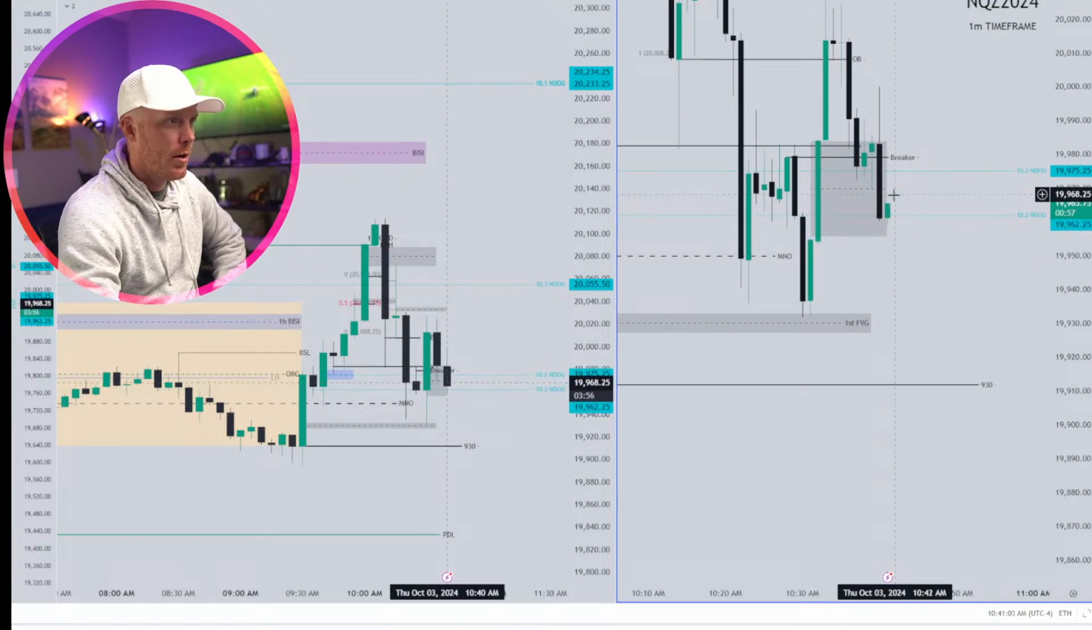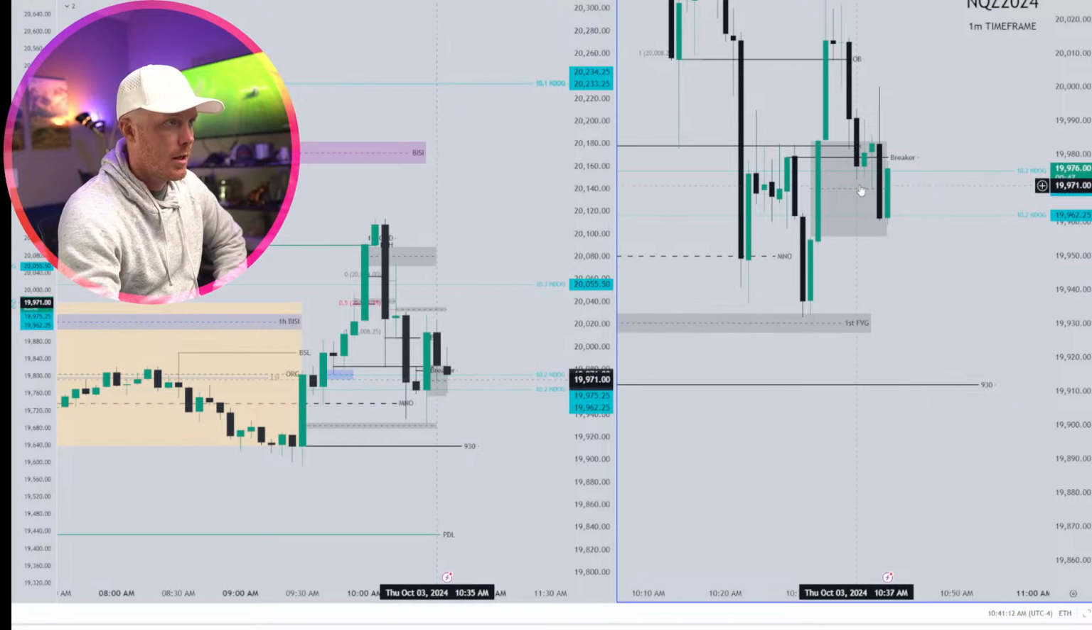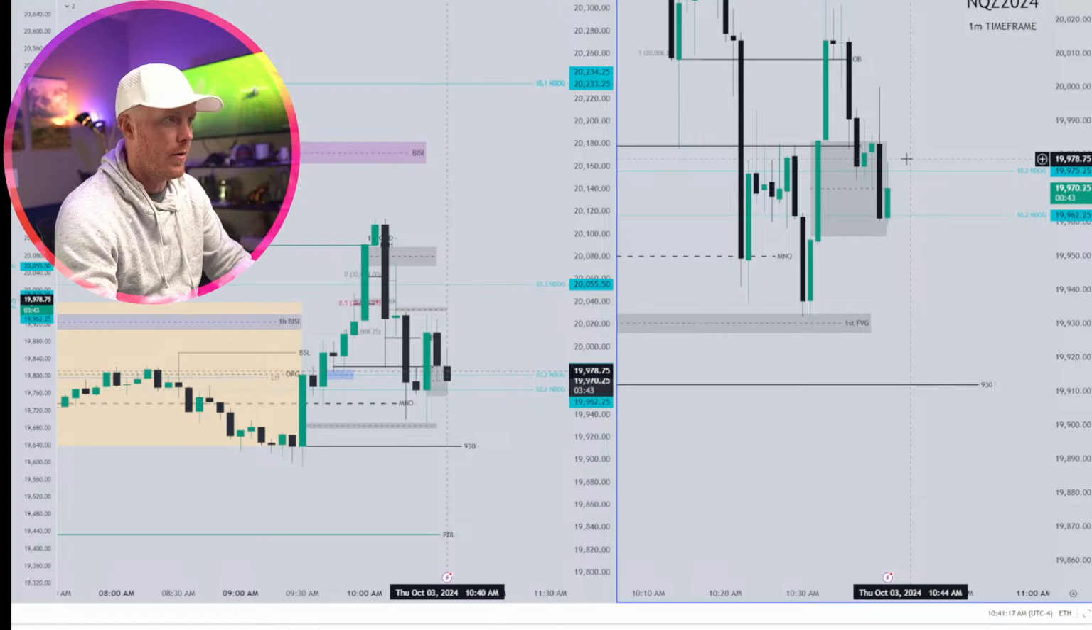Okay, I want a green candle here. I want it to close up here and then run lower. Ugh, I don't like how big it's getting. Okay, there's green candles there. Probably a rejection right there. Breaker's irrelevant at this point.